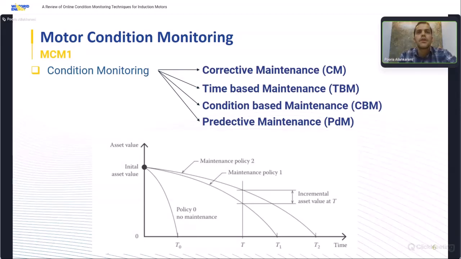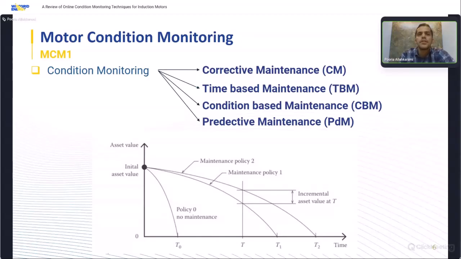The next method is called CBM, or condition-based monitoring. Instead of maintaining the equipment at a fixed time, CBM intervenes only based on the actual health or performance of the asset. The concept is very simple. Most equipment faults develop gradually, as we talked about first. If we detect those early warning signs, we can act before the failure happens.